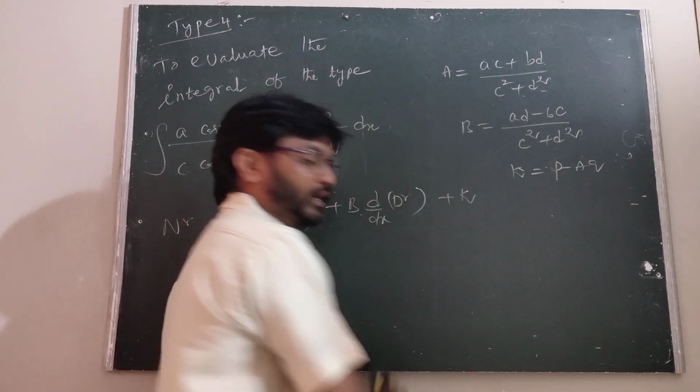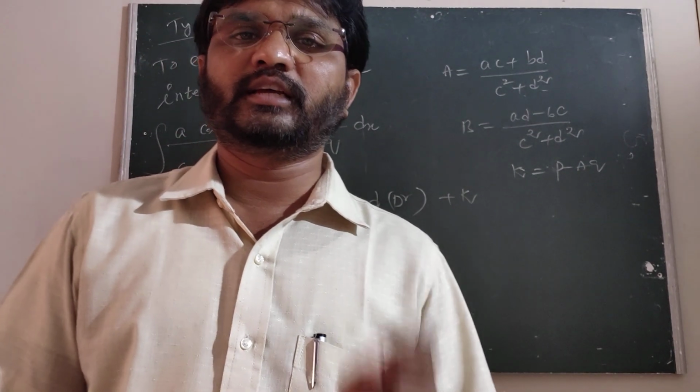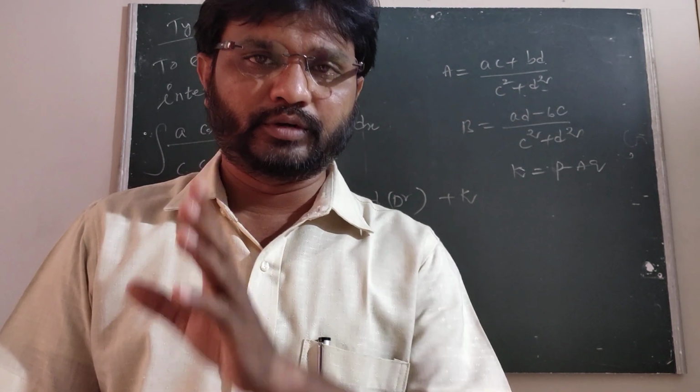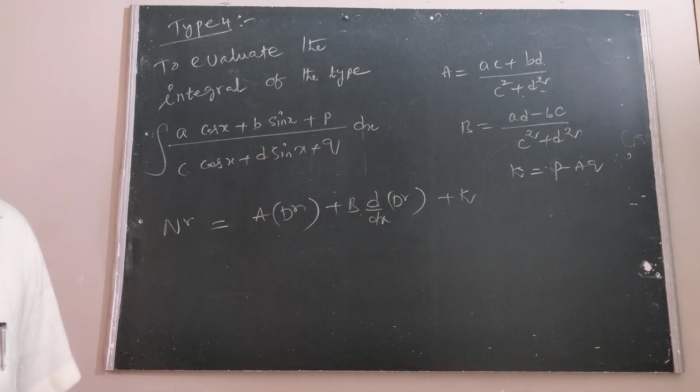First of all, multiply both the numerator and the denominator by secant square x. After that we take the suitable substitution tan x equal to t. Okay, then we can evaluate the integral.